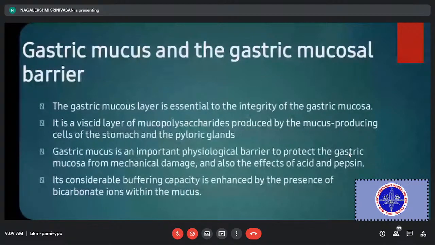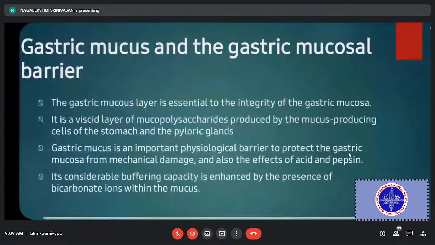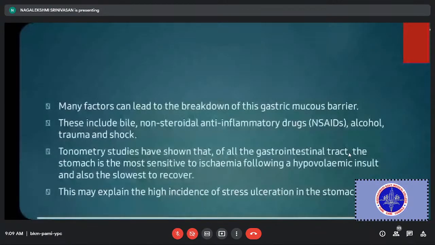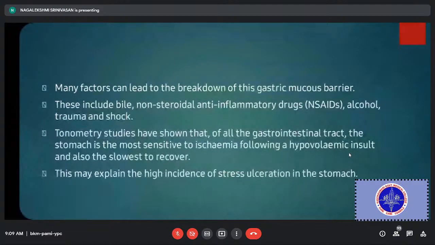Normally there is considerable buffering capacity that is enhanced by the presence of bicarbonate ions within the mucus. This is the protective layer because of these bicarbonate ions. So whenever there is disturbance in the gastric mucosal layer, there is a possibility of getting an ulcer. Many factors can lead to breakdown of this gastric mucosal barrier, such as bile, NSAIDs, alcohol, trauma, and shock. Tonometry studies show that of the entire GIT, the stomach is the most sensitive organ for ischemia following a hypovolemic insult.